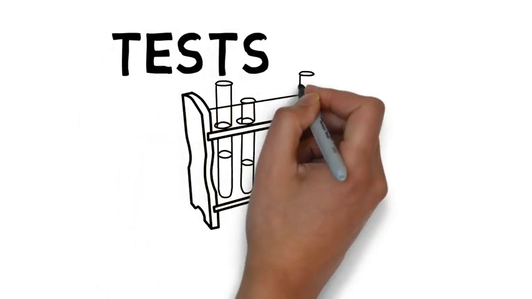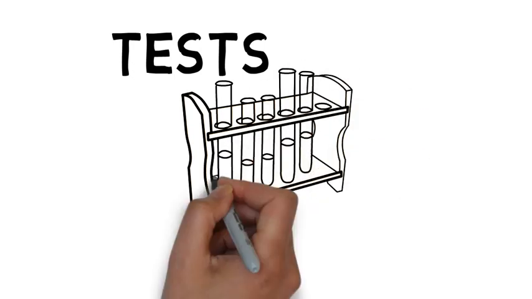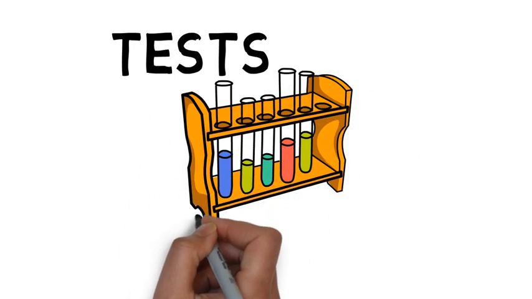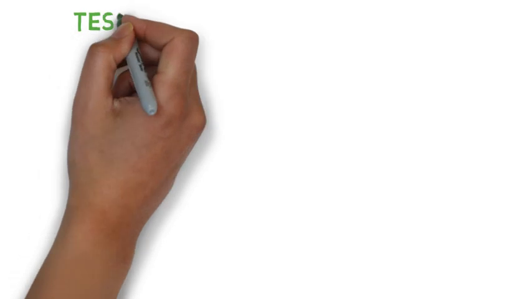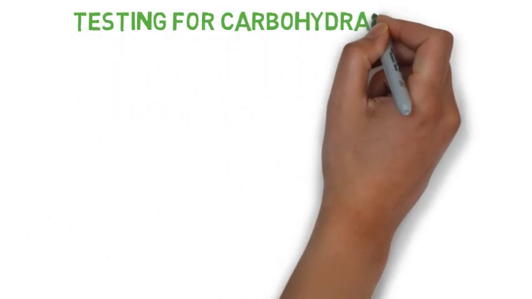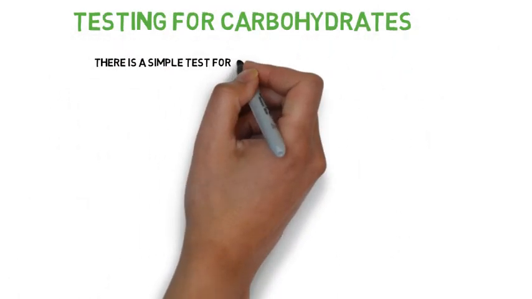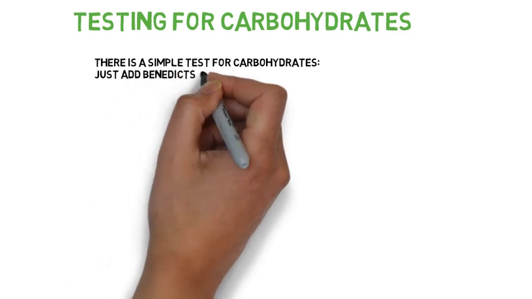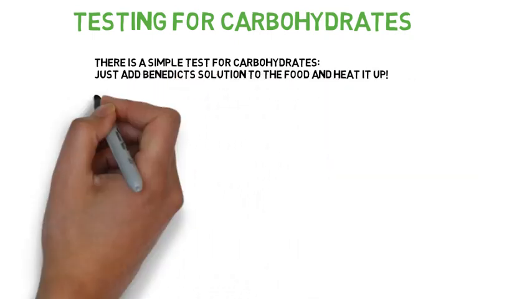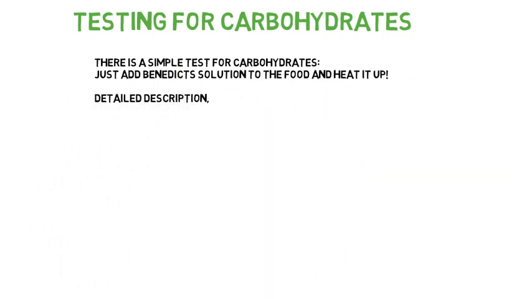The tests. This section focuses particularly on the tests to detect the presence of the chemicals of life. Testing for carbohydrates. There is a simple test for carbohydrates. Just add Benedict's solution to the food and heat it up. However, to give you a detailed description, here we go.